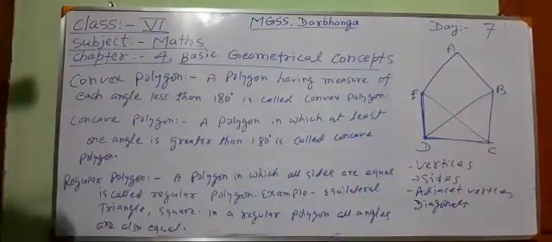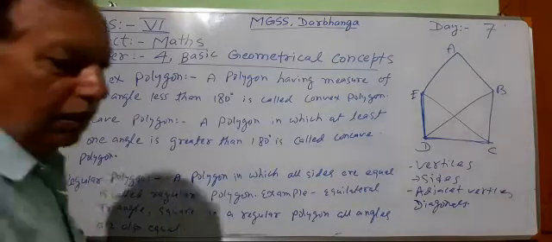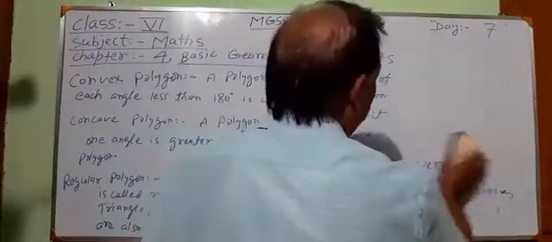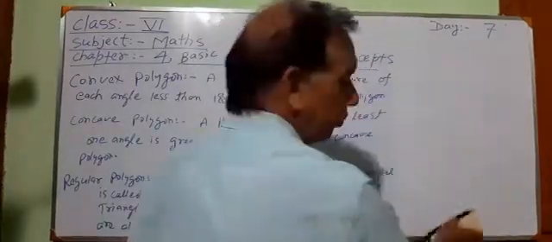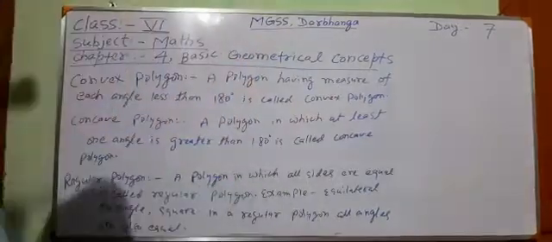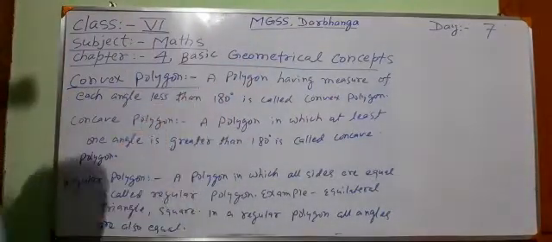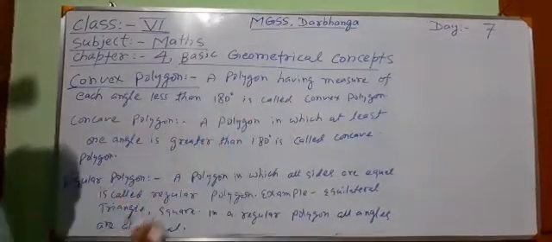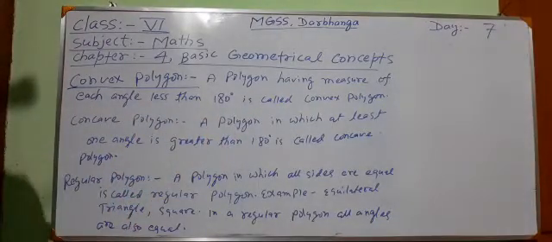Clear? Now this time our topic is types of polygon. There are different types of polygon. First type of polygon is the convex polygon. What is a convex polygon? A polygon having measure of each angle less than 180 degree is called a convex polygon.